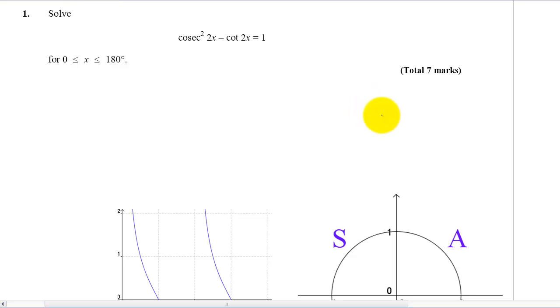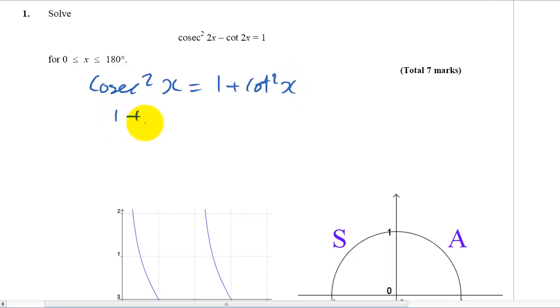Right, I'm going to do a couple of questions from a recent test I set. First of all, we're going to try and solve this equation: cosec squared 2x minus cot 2x equals 1. And we're going to use the identity cosec squared x is equal to 1 plus cot squared x. So we're going to replace the cosec squared 2x with 1 plus cot squared 2x.